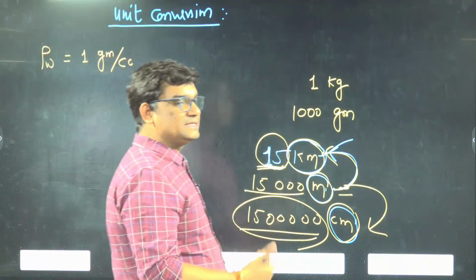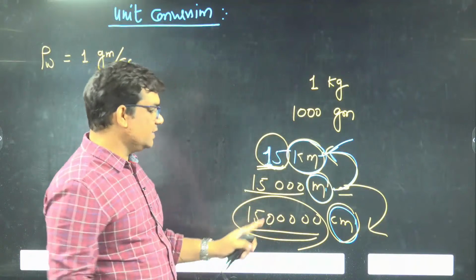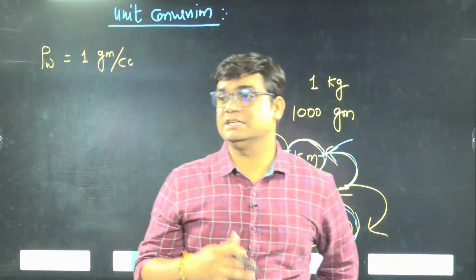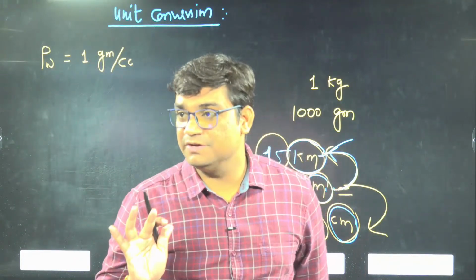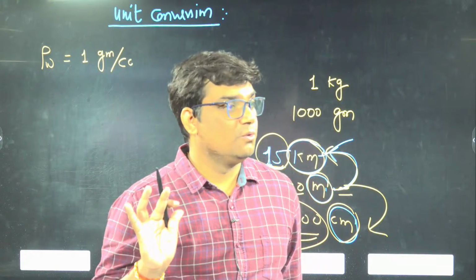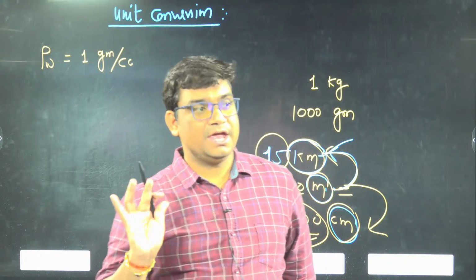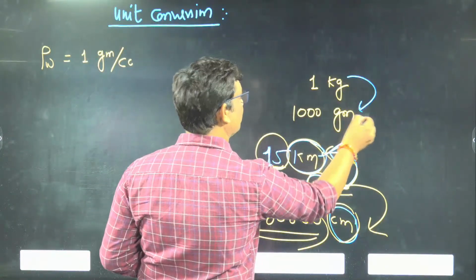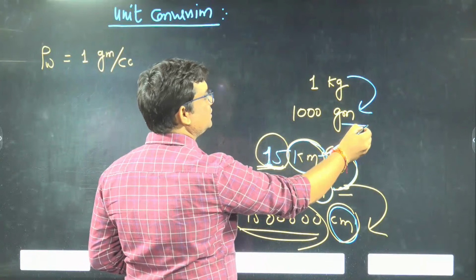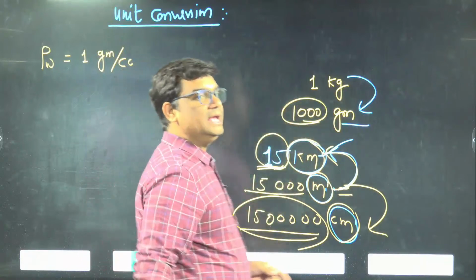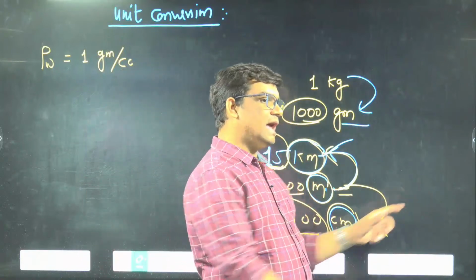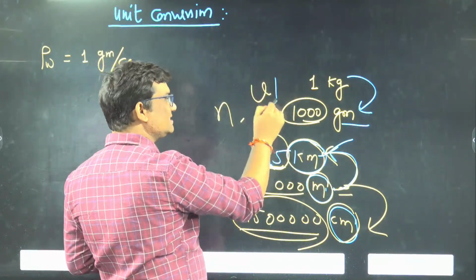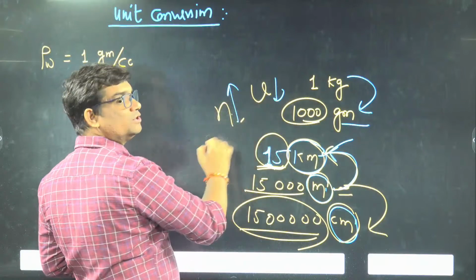Now, what I'm saying here is that whenever we change the units, what changes will happen? Everyone knows that if we go from kg to gram, which is a smaller unit, the magnitude is going to increase. What is the relation between n and u? If the unit is lesser, the magnitude is going to be more.